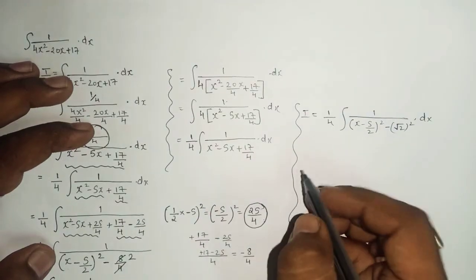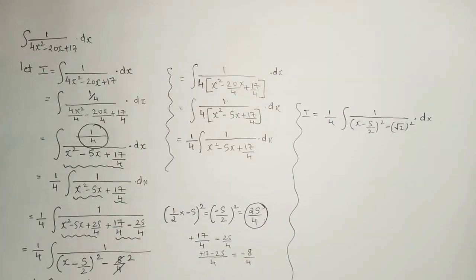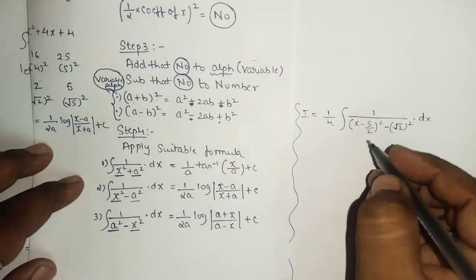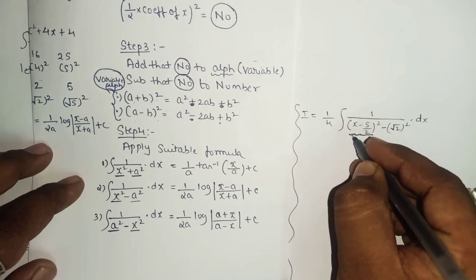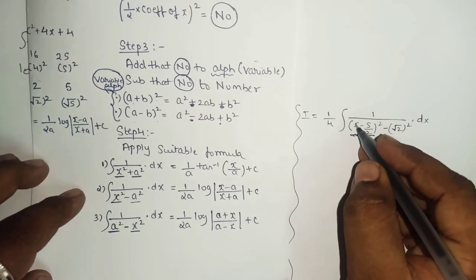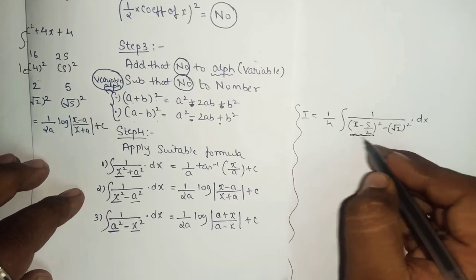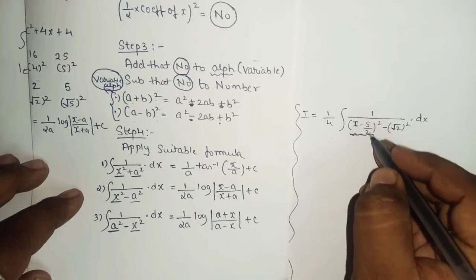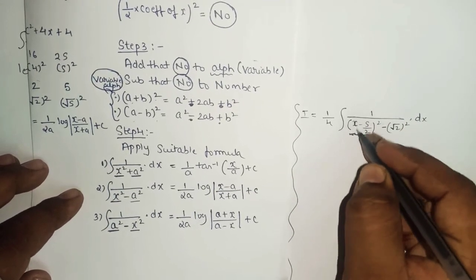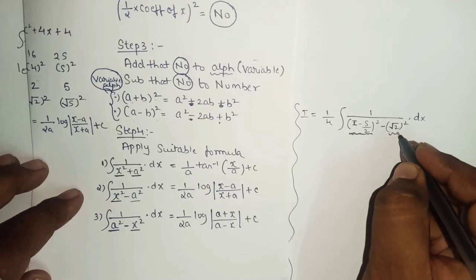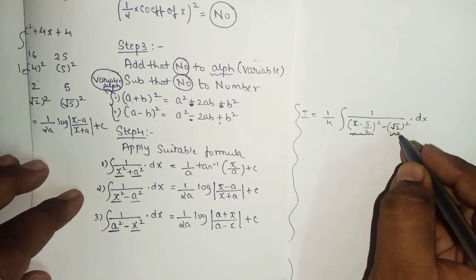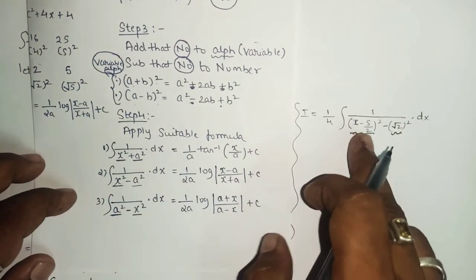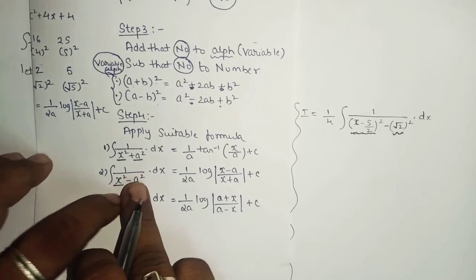Now we have to check which formula will come. We have to apply the suitable formula. As clearly we can see that minus 5 upon 2 is with x, we'll consider this whole section as x only, the whole section as the alphabet. Yes or no? Here it is a number, so we'll consider this as a, and here we have minus, so clearly we can see that this formula looks like 1 upon x square minus a square.